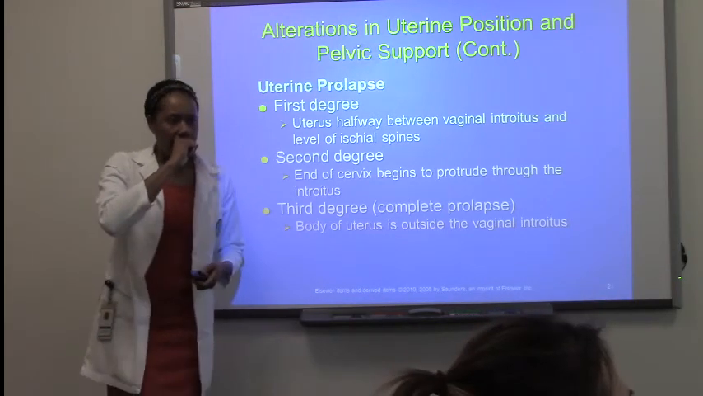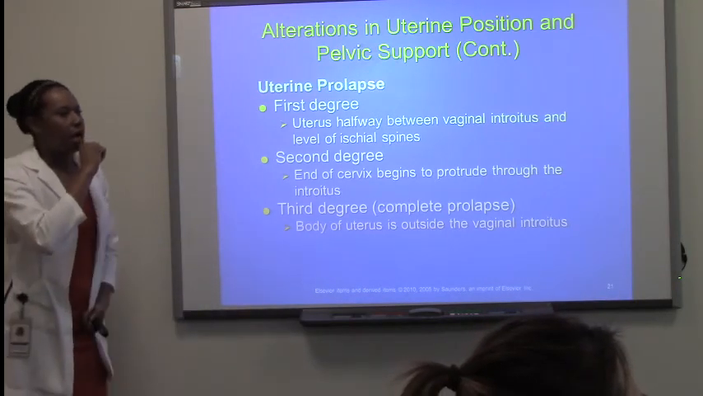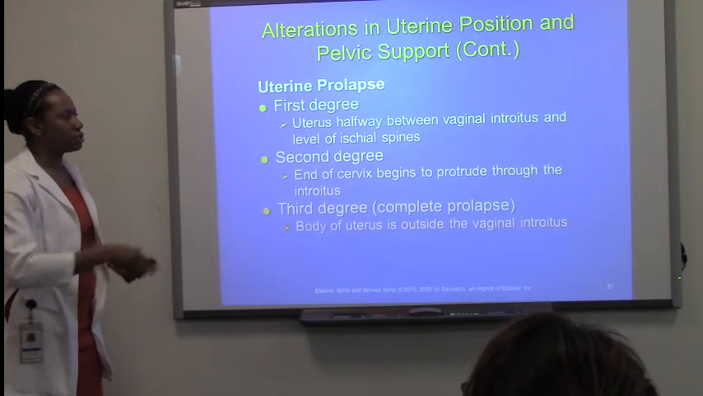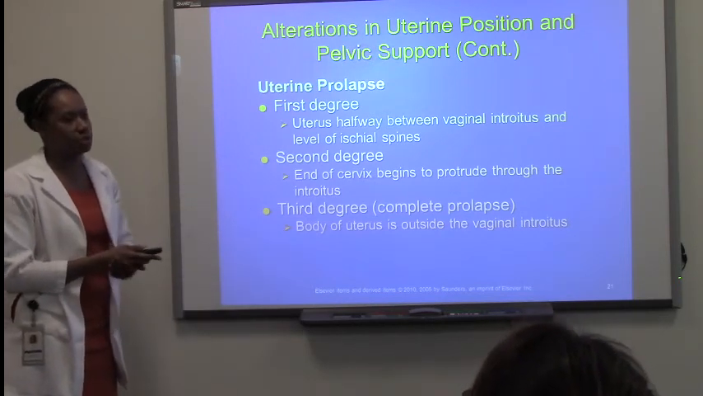The urinary bladder does that too. We see that a lot where the bladder actually comes out. That is a cystocele. The rectocele, I'm actually going to go over that next. I have pictures of that too.